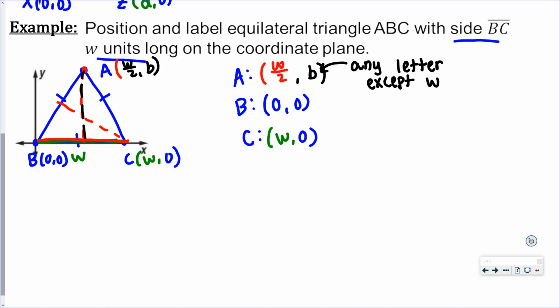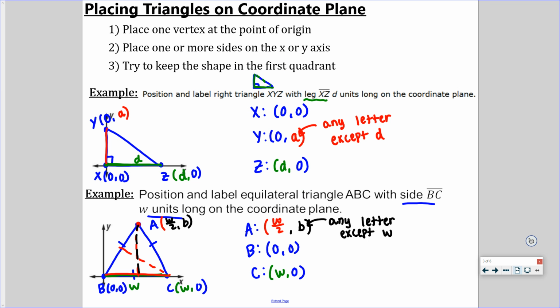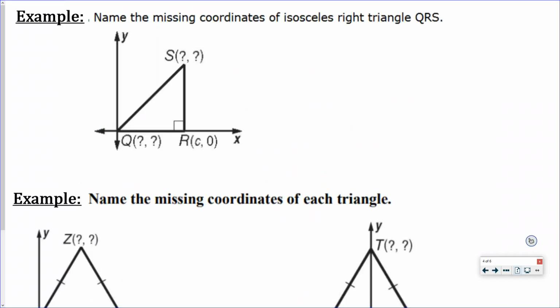They're kind of weird because, like I said, it's a lot of letters, but once you practice them, they're not too hard, and a lot of the problems end up looking the same. All right, the next set of practice problems, these ones are fun. It's kind of like a puzzle. They positioned a triangle for us, and then we have to find the missing coordinates.